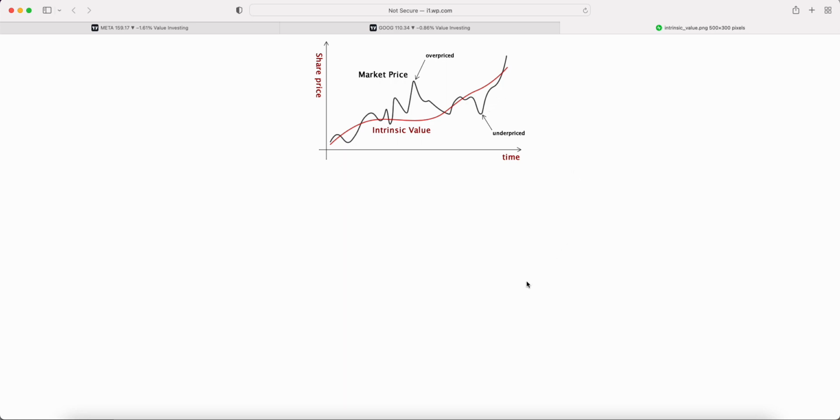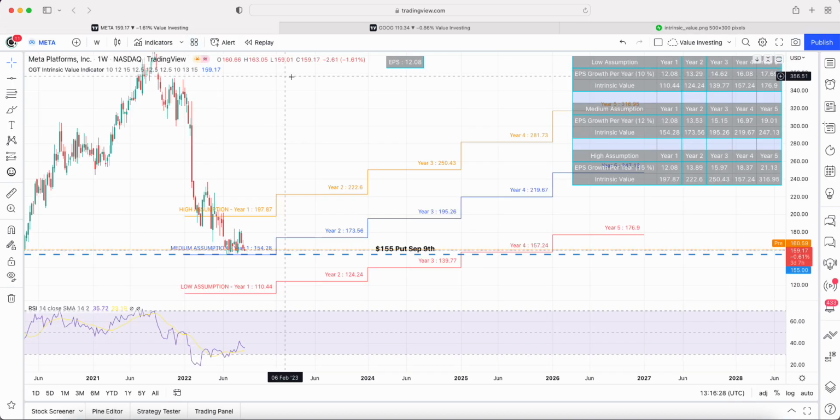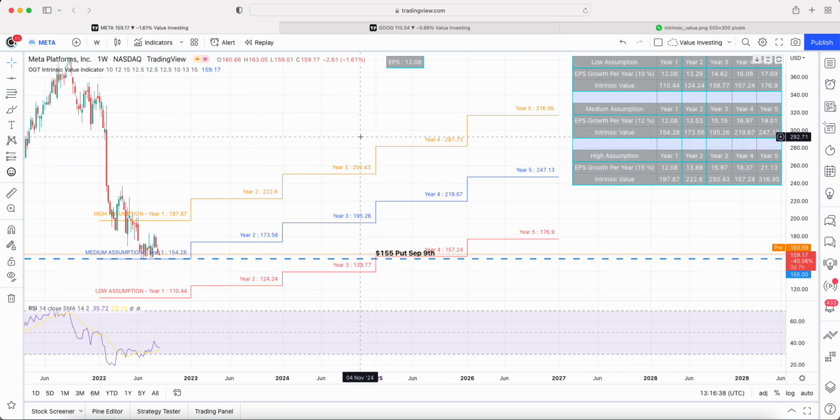Now the key question is how do we calculate that red line that we can see on this graph? There are multiple methods, and the method that I'll be using is the EPS, or earnings per share, valuation. What it does is measure the earnings and then add a multiple on top of that. And again, I've got a dedicated video, which I'll link to below on the top right corner.